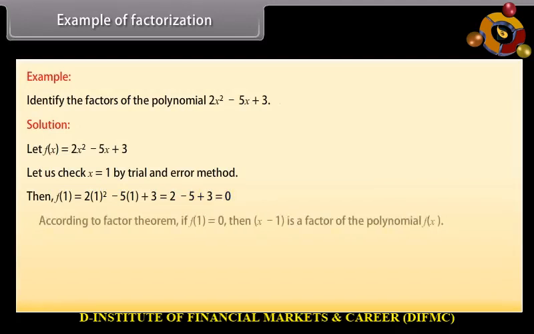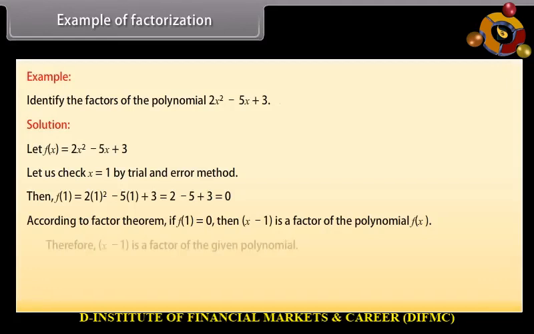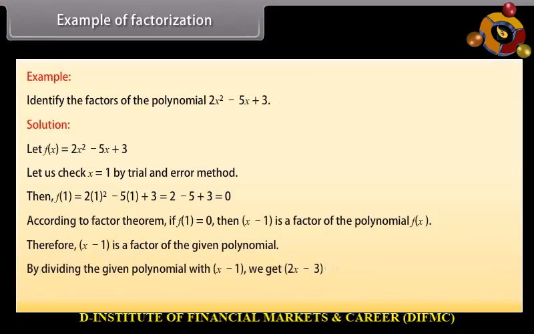0. According to the factor theorem, if f(1) is equal to 0, then x - 1 is a factor of the polynomial f(x). Therefore, x - 1 is a factor of the given polynomial. By dividing the given polynomial by x - 1, we get 2x - 3. So, the factors of the given polynomial are 2x - 3 and x - 1.